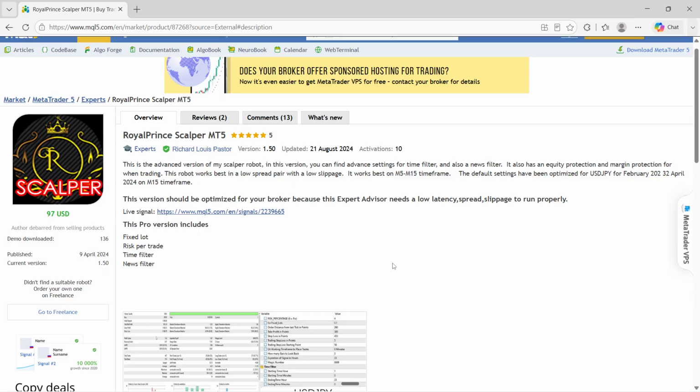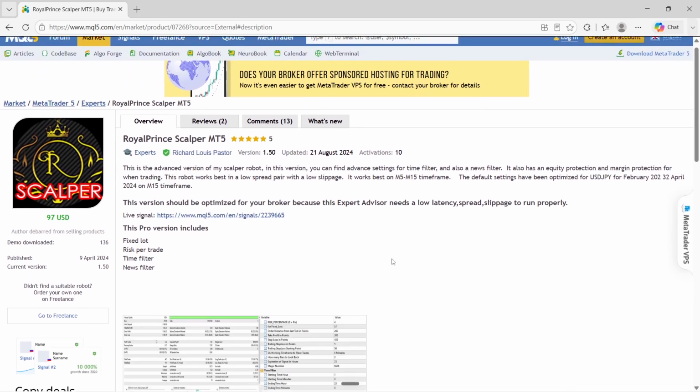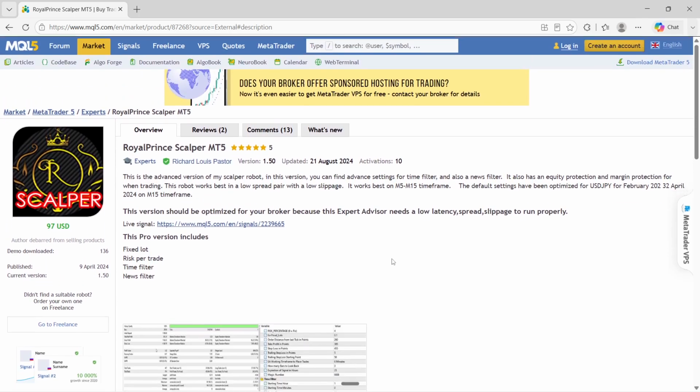Note that the MQL5 product page currently indicates the author has been debarred from selling products. This is something potential users should verify and consider. Past results never guarantee future performance.